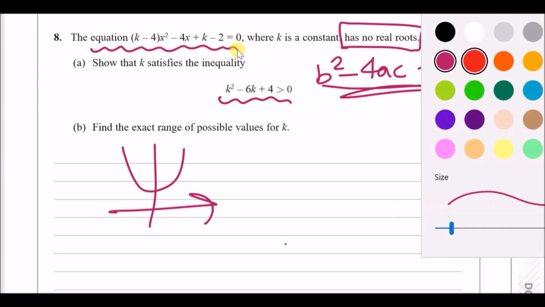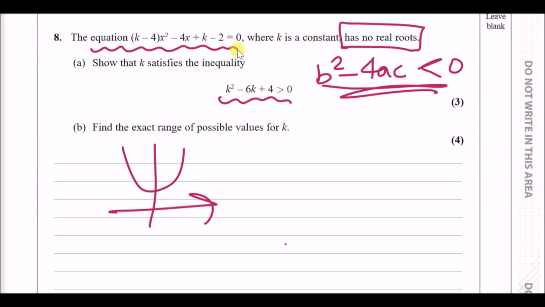Alright then, so what you literally have to do, so we start from the no real roots part, and we're just going to substitute the value of a, b, c into this equation here. The values of a, b, c correspond to this part, the b part here, and the constant c. So a is going to be k minus 4, b will be minus 4, and c is going to be k minus 2. So let's plug it in then, yeah?